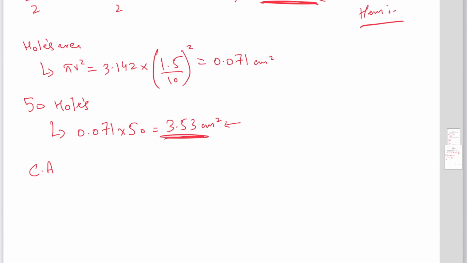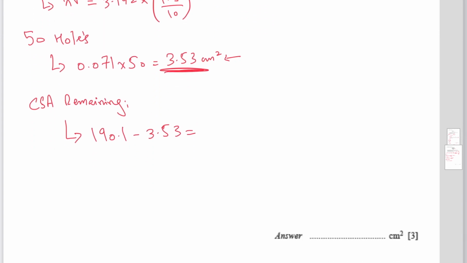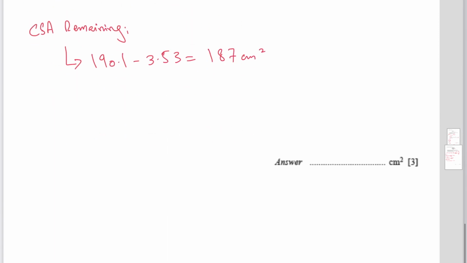So the curved surface area that's remaining, let's see what it is. We do 190.1 minus 3.53. This gives us 186.57, or let's round it off to three significant figures. We get 187 centimeters squared, and that's your final answer. You write it over here, and we're done with the question.